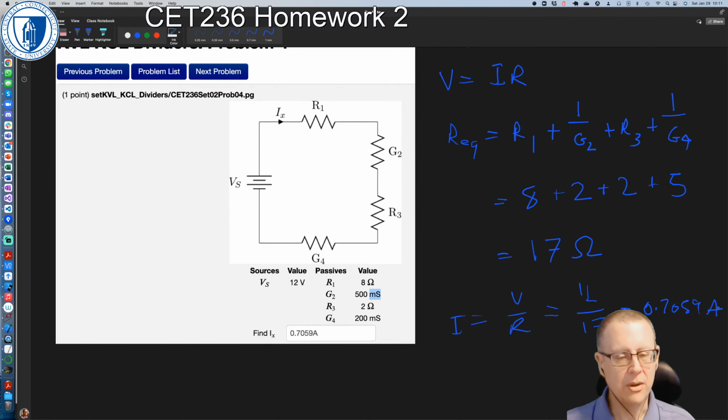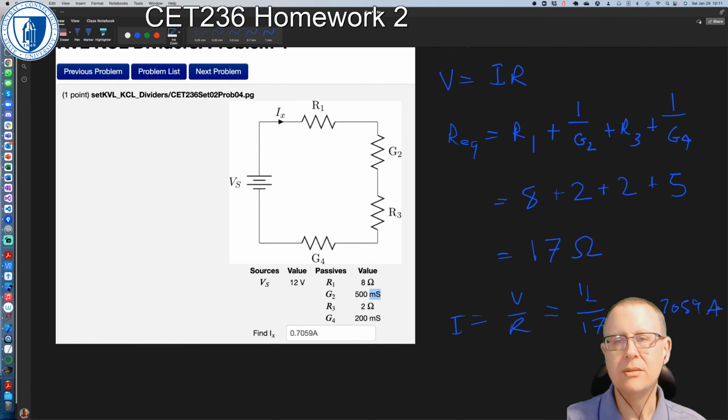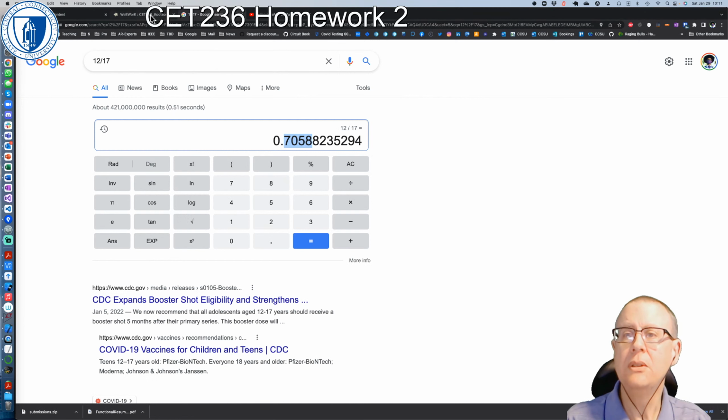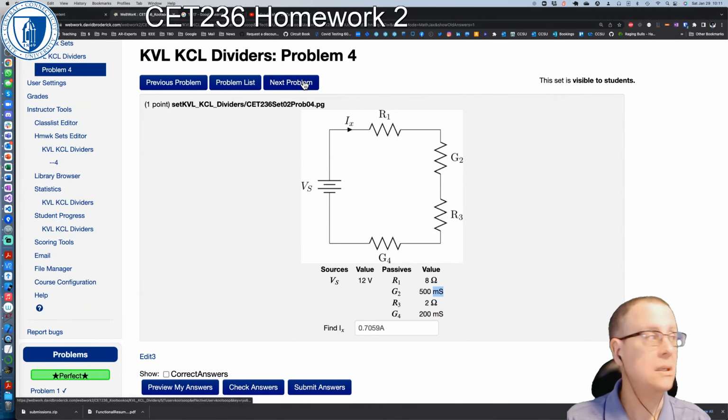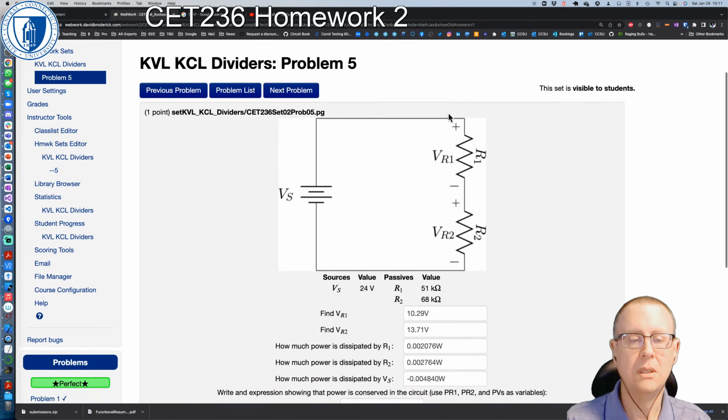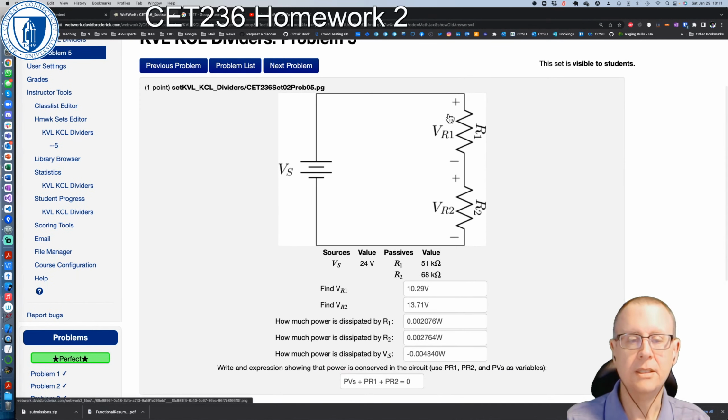Try to do everything. Answers are probably okay in 3 significant figures, but all your intermediate results should be to 4 significant figures. Okay, that looks good. Okay.